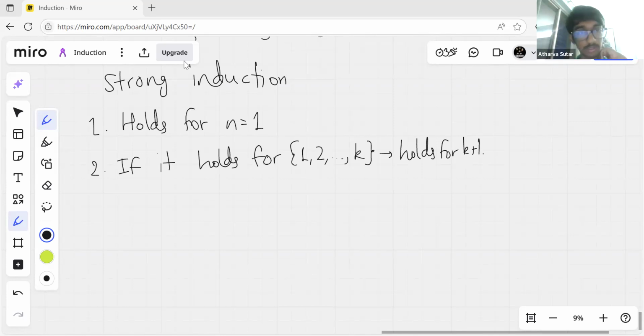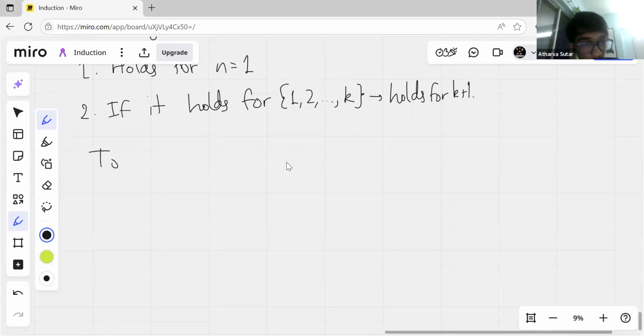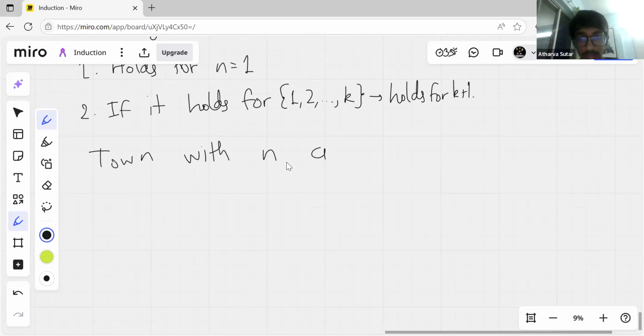Okay, so I'll assume everyone has understood. I'll give you a problem on strong induction. You have a town. Can you please have a solved example at the beginning, please? Sure, I can explain this example by solving. So you have a town with n cities, and each pair of cities has a one-way path.